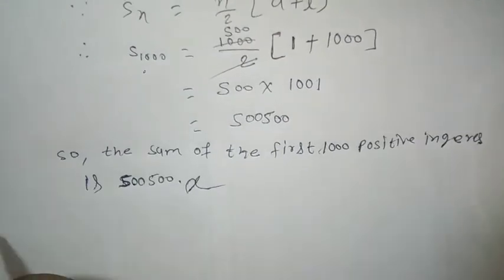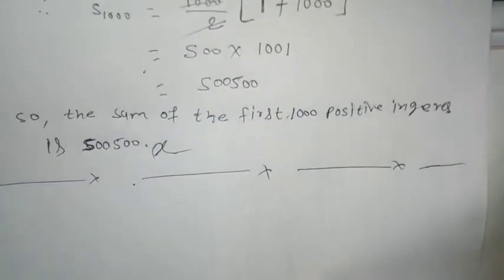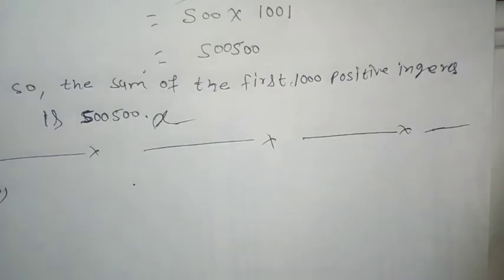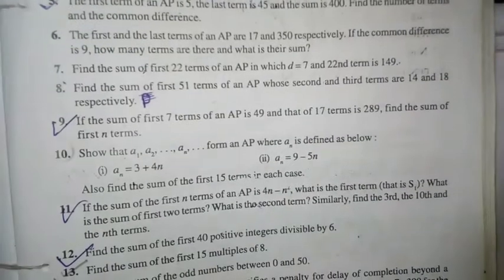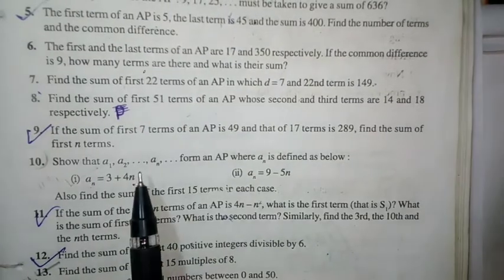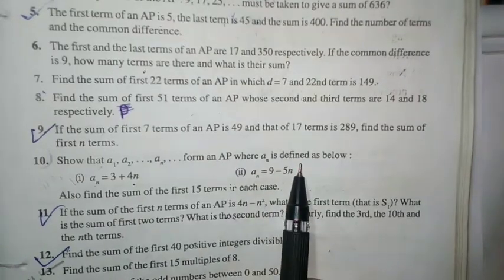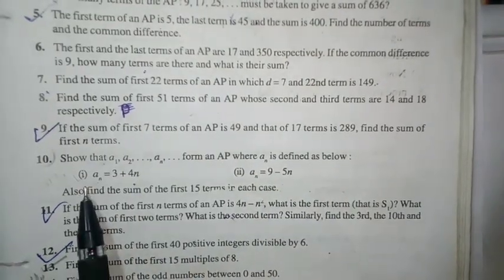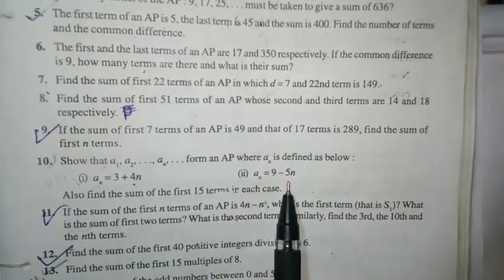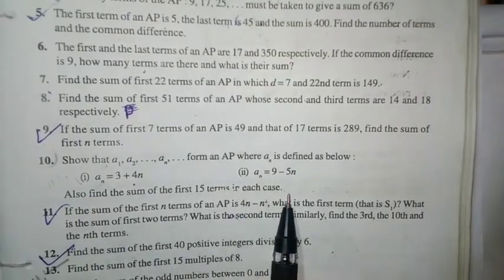Now come to the exercise, question number 10. Question number 10 says: find the first terms a1, a2, ..., an and show that they form an AP, where an is defined as below: 1, an is equal to 3 plus 4n; 2, an is equal to 9 minus 5n. Also find the sum of first 15 terms in each case.